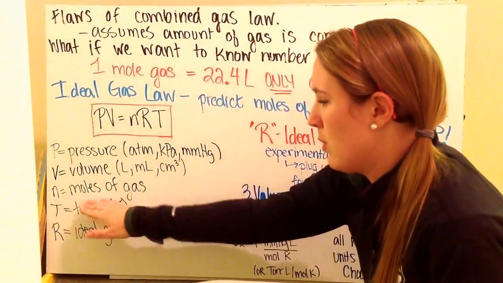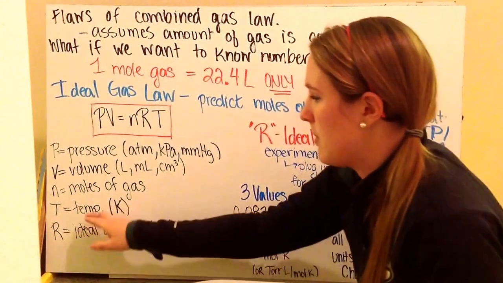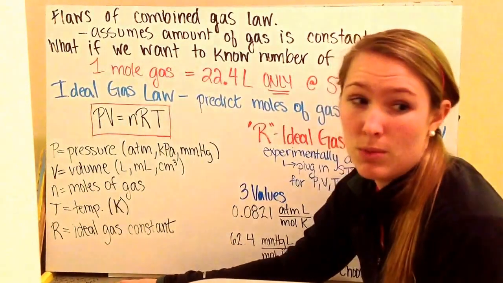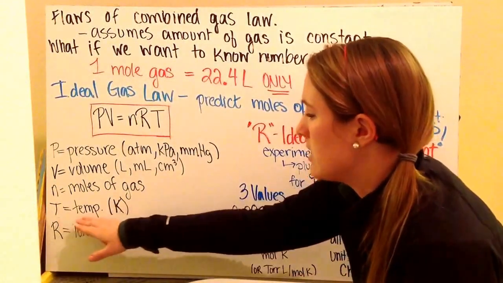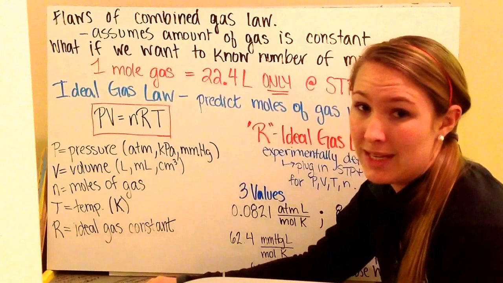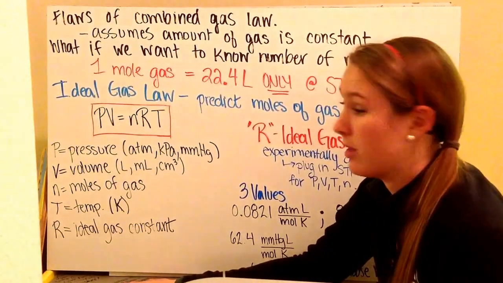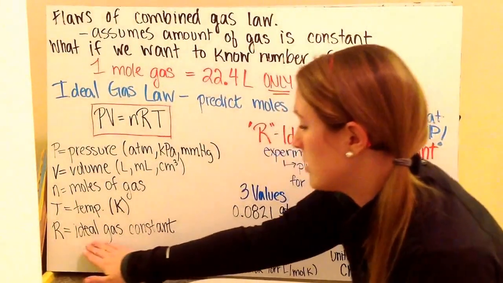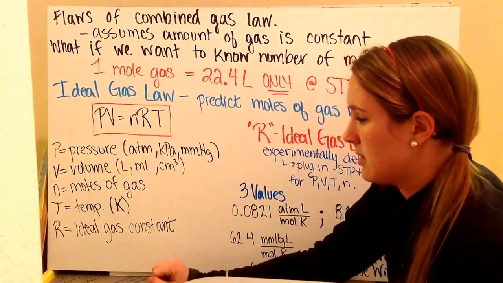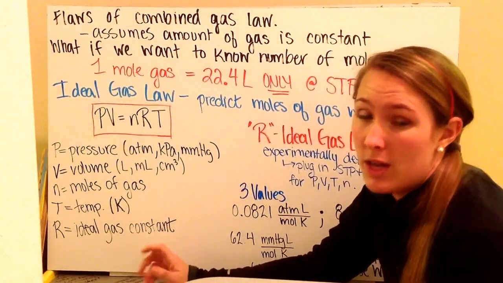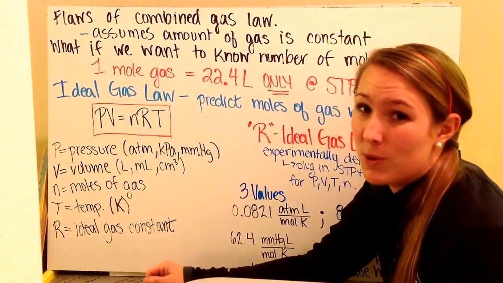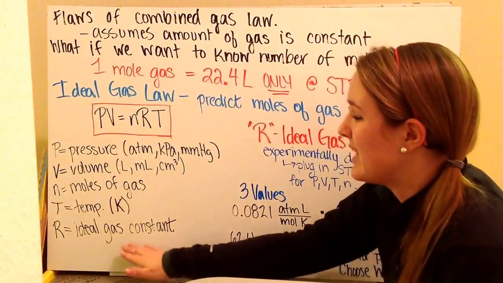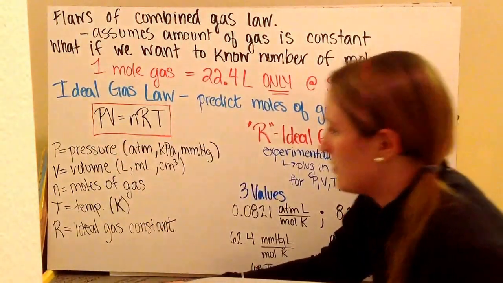N is your moles of gas. Remember, we can find moles of gas from grams using the molar mass. T is your temperature, must be told in Kelvin, thanks to the kinetic molecular theory. And R is going to be our ideal gas constant. Okay, this is one number, it's a given number, and we're going to explore what that number is. But we need that to balance out our equation.